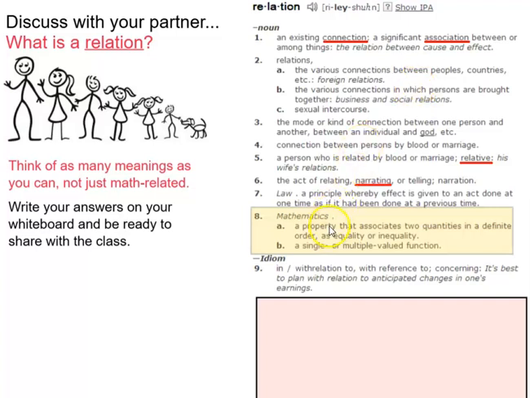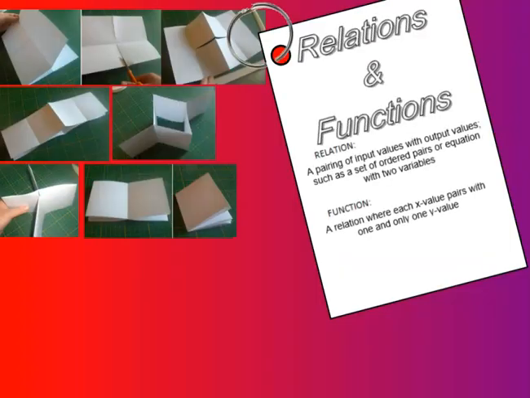In mathematics, it's a property that associates two quantities in a definite order. So, for instance, an XY ordered pair, right? The order matters. So it's similar to the math definition. It's a connection or an association, but in mathematics, the order matters. Okay, so on the front of the notes, here's our definition for a relation.